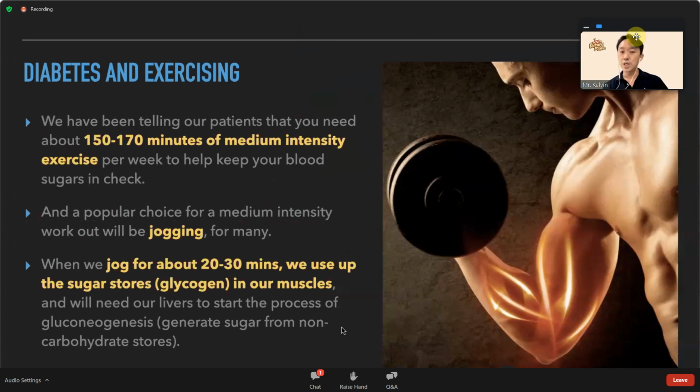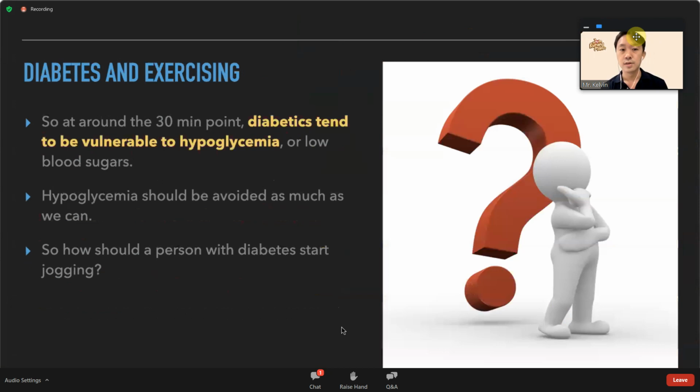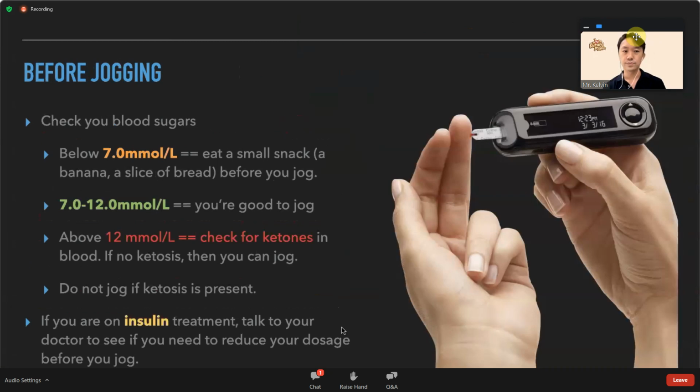When we jog for about 20 to 30 minutes, we use up the sugar stores in our muscles, and we'll need our livers to start the process of gluconeogenesis, which means to generate sugar from non-carbohydrate stores. So at about the 30-minute point, diabetics tend to be vulnerable to hypoglycemia, or low blood sugar. Hypoglycemia should be avoided as much as we can. So how should a person with diabetes start jogging?